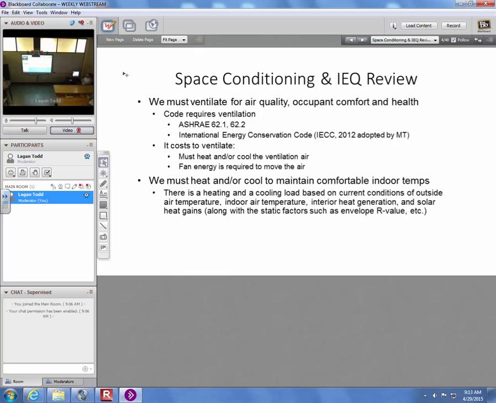So you'll recall from previous lectures, there's a heating or cooling load that's based on those current outside air conditions, the indoor air temperature set point, however much interior heat generation there is from appliances and human beings and pets and whatever it is inside the building that's generating heat, and whatever solar gains we're getting through windows, etc. There's this total heat load for the building, and then on top of that transmission load through the building envelope, we have this ventilation load.